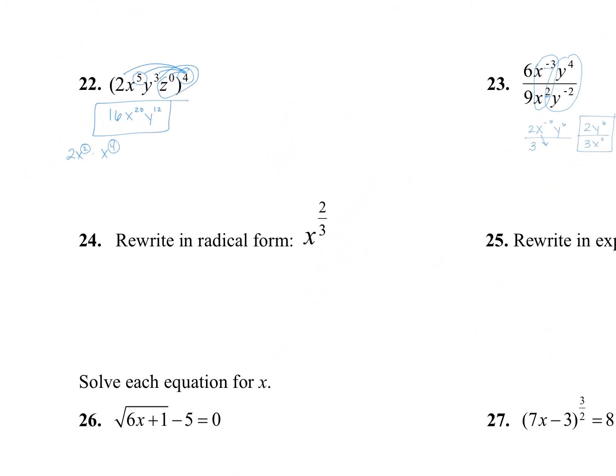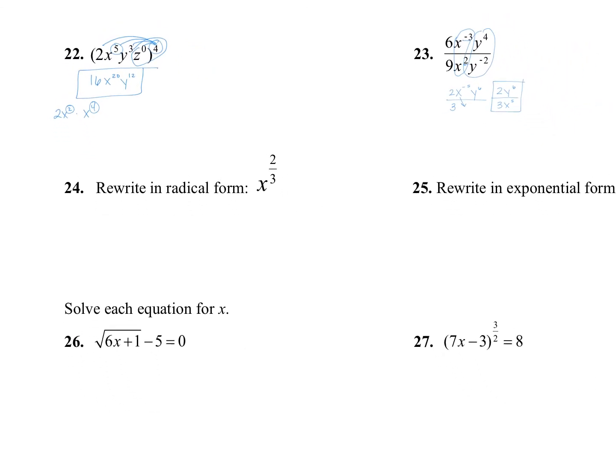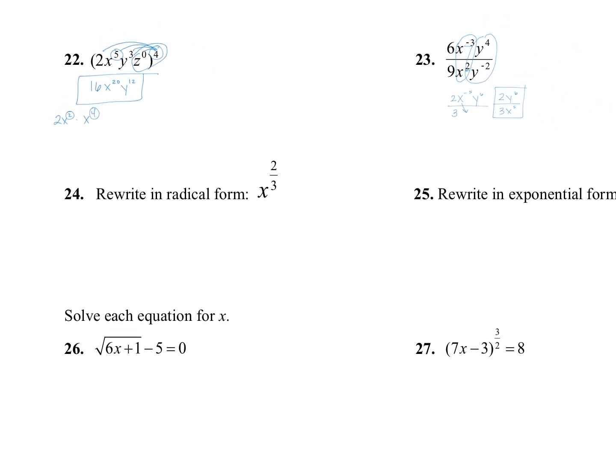All right, keep moving here. 24, rewrite that in radical form. What's that going to look like? What root are you taking? A cube root, right? Your root is on bottom, your index. So cube root, and then square that, or you can write it like this. Either one of those is fine. You don't need to write both. Pick which one you like better.